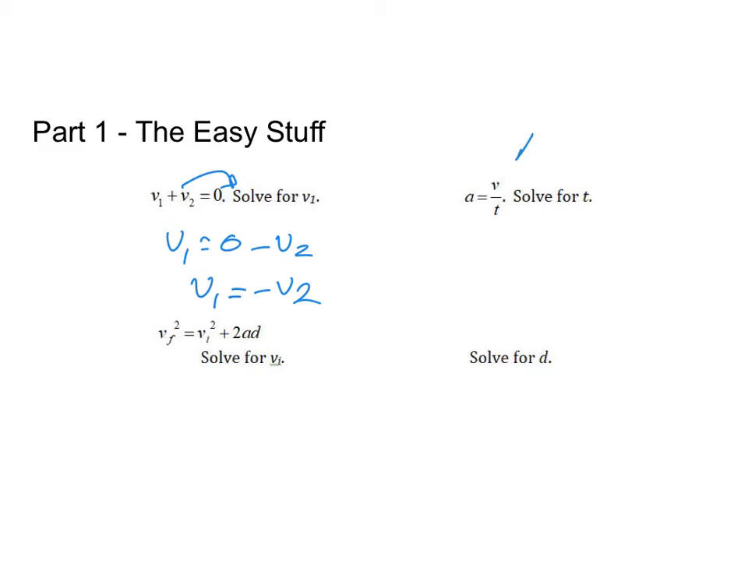Second one, I've got a equals delta v over t. If I want to solve for t, I have to multiply it across. So at equals v, and I have to divide by a. So t equals v over a. Some of you might be like, why did you just waste your time doing that? t equals v over a, I can do that in one step. If you can do that in one step, awesome. Do it in one step.